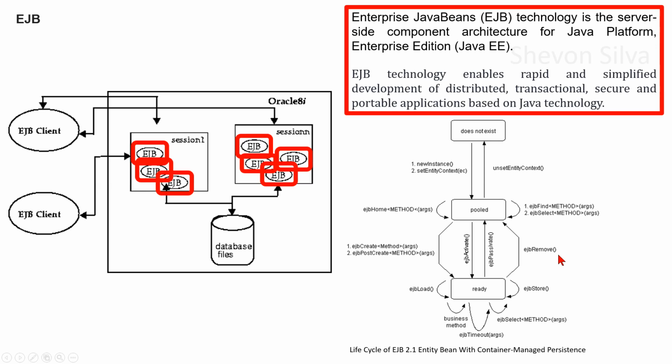ejbStore method: the container invokes this method right before the transaction commits. It saves the persistent data to an outside resource such as a database. For an entity bean with container managed persistence, you can leave this implementation empty.